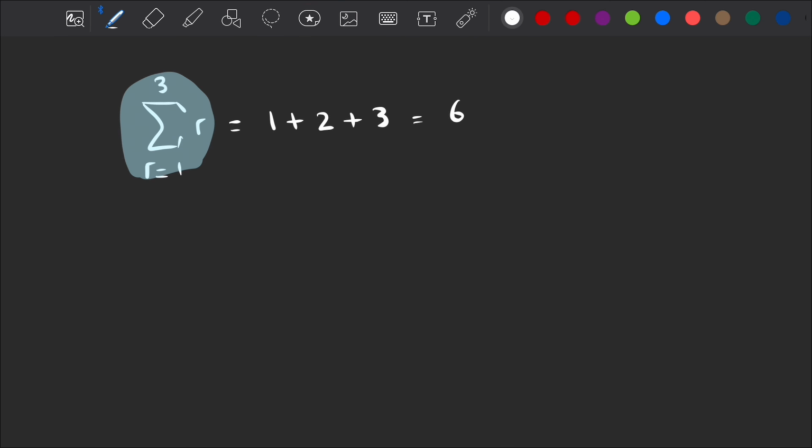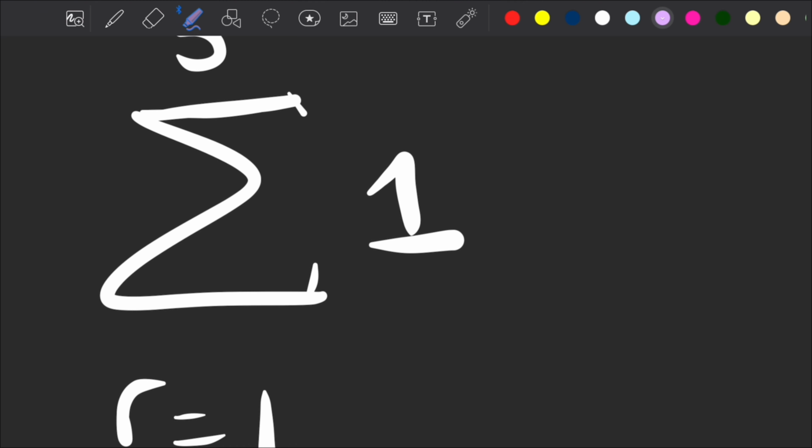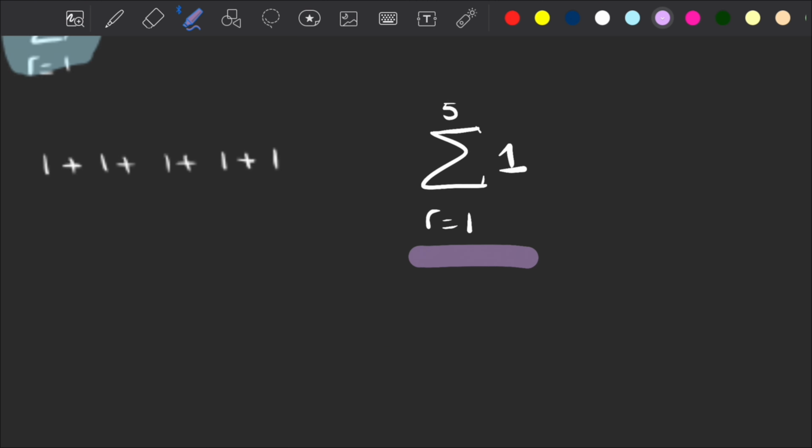Let's say we want to write down a sum of just constant terms. Maybe we want to write down the sum of 1 plus 1 plus 1 five times. How would I write this down in sigma notation? This would be starting from r equals 1 to 5, because we've got 5 terms, and instead of writing a variable over here, we just write the number 1. So this expression means the sum starting from r equals 1 to 5 of just the constant 1. So we're adding 1 to itself 5 times.